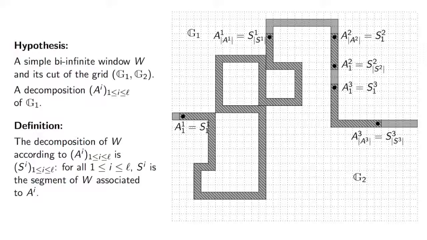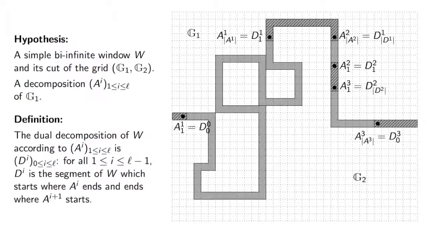The decomposition of the window W associated to a decomposition is a sequence of segments of the window W called SI which are numbered from 1 to L. The segment SI of this sequence is the segment of the window associated to the arc AI. We have drawn here the three segments of the window W associated to the previous decomposition.